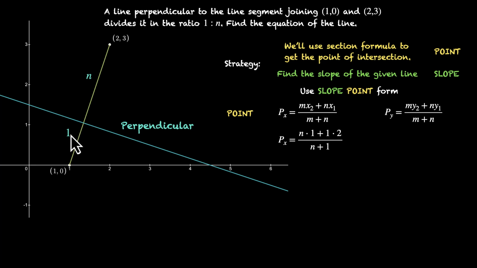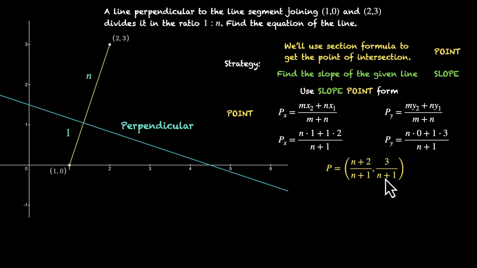The x coordinate will be given as 1 times 2 plus n times 1, so n times 1 plus 1 times 2, divided by the sum m plus n, which is 1 plus n here. So that's n plus 1. This will give us the x coordinate. Let's do the same thing for the y coordinate. That's going to be 3 times 1 plus n times 0 divided by n plus 1. So let's simplify. The coordinates of this point are ((n+2)/(n+1), 3/(n+1)). So this is the point in terms of n, and this makes sense because n is variable, so this point will also be variable.